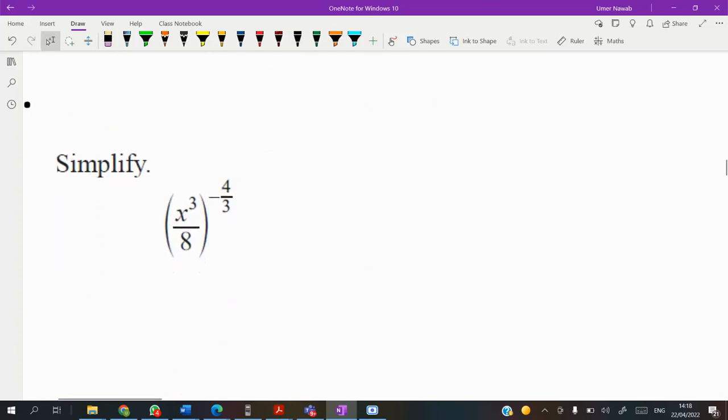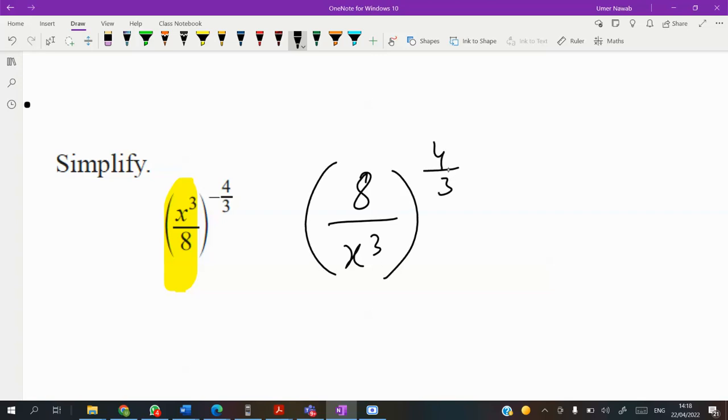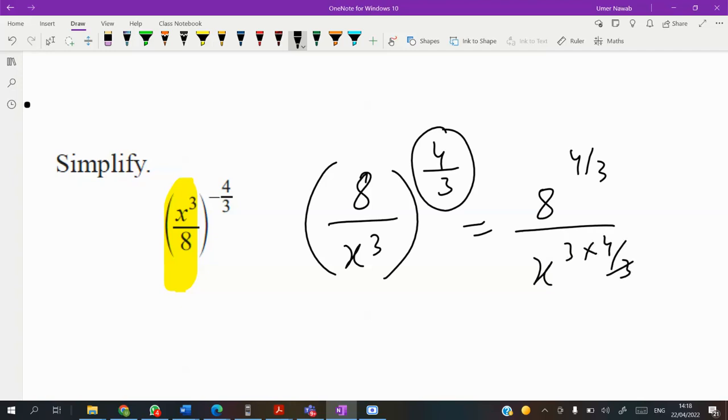Next, as you see, this is negative 4 over 3. We need to flip. So this will become 8 over x power 3 and 4 over 3. Don't flip, you just change the sign. So negative 4 over 3 becomes 4 over 3 and flip the base, 8 over. Now share the power: 8 to 4 over 3 over x to 3 times 4 over 3. 3 and 3 cancelled, and you can use a calculator here.